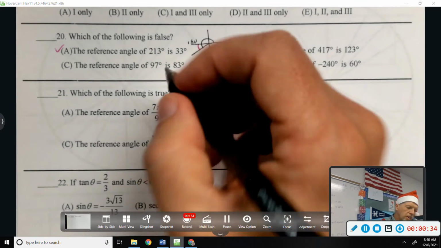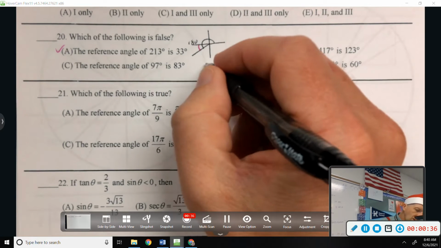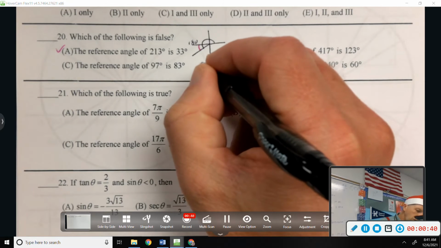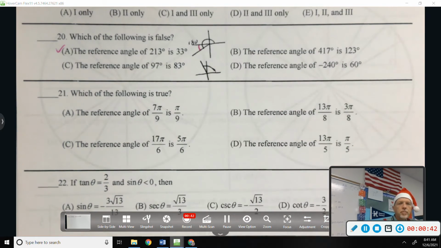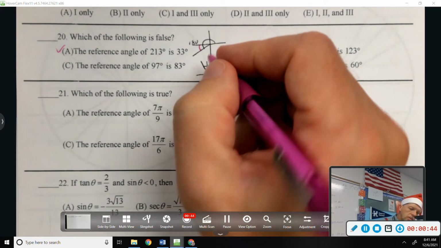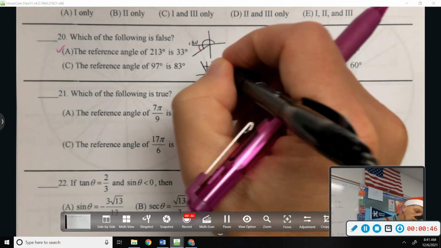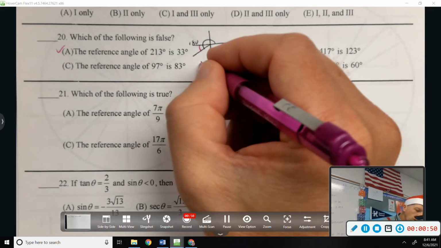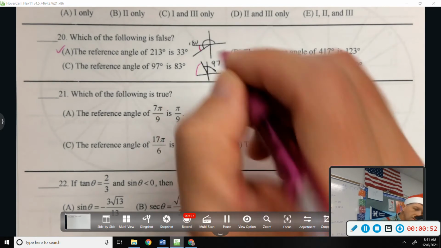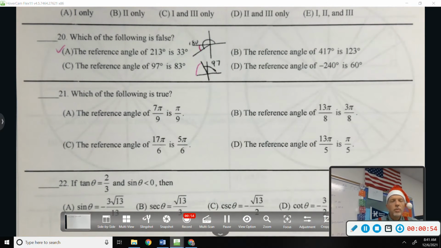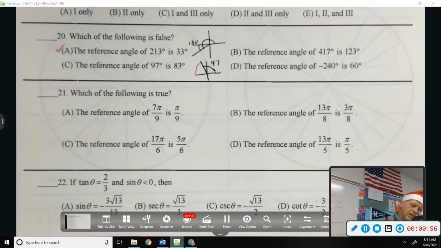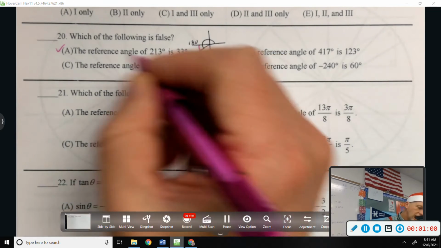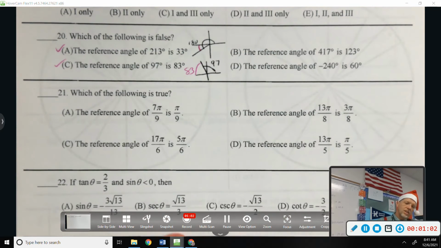The reference angle of 97 is 83. Let's see, 97 would be just a little bit past 90. The reference angle, gentlemen, please stop. The reference angle would be that. So how much more to get to 180 does it take? 83. So C is right.